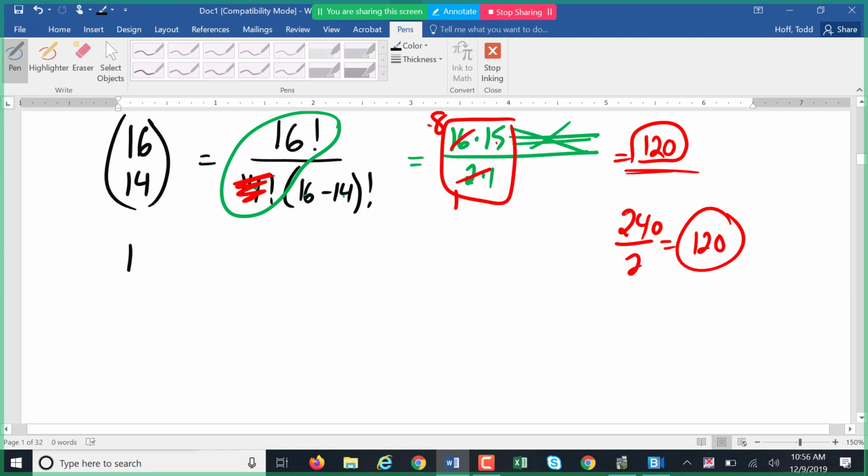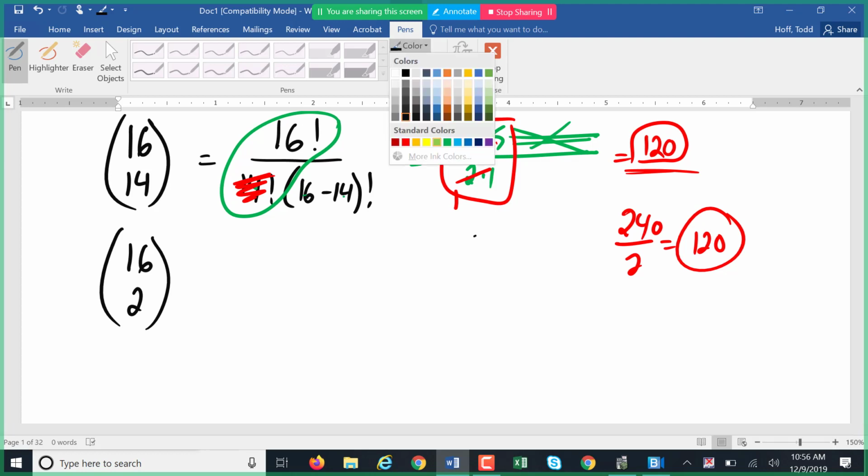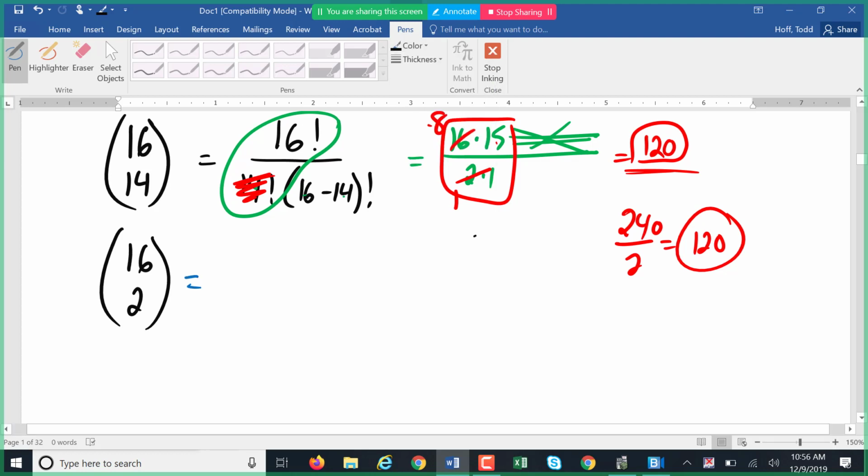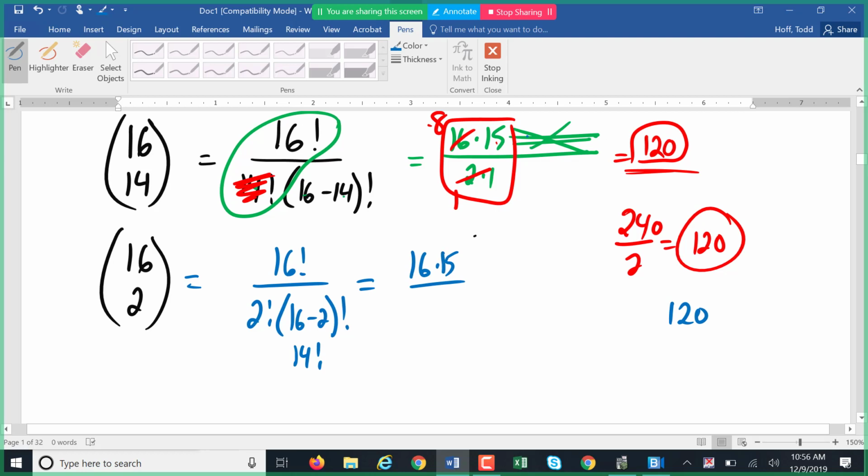So 16 choose 14. So what would 16 choose 2 be? Well, we shouldn't even have to work this out. We know it's going to be 120 because it's 16 factorial over 2 factorial, 16 minus 2 factorial. Well, 16 minus 2 is just 14 factorial. So just like over here, it cancels out everything from 14 down. You've got 16 times 15 over the 2 factorial, which is 2 times 1. Again, that's 240 over 2, or 120.